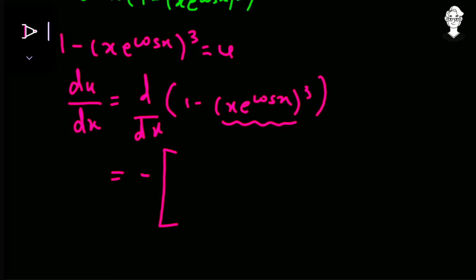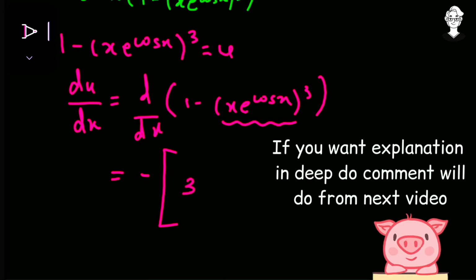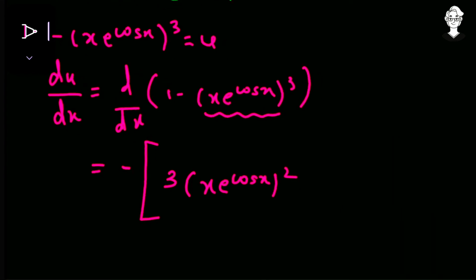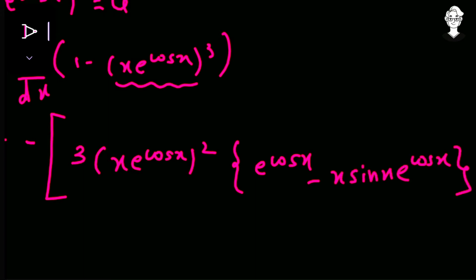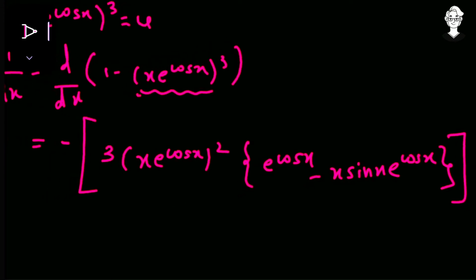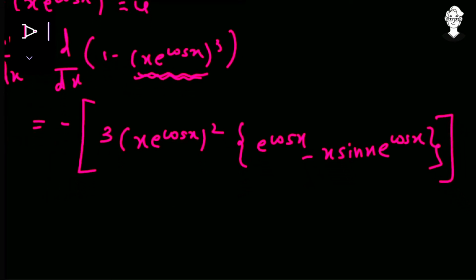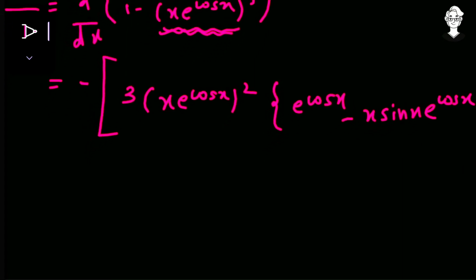So let us write it directly over here, that is 3 times (x e to the power cos x) the whole square, and this would be multiplied with x as it is and the derivative of e to the power cos x, or we can say e to the power cos x minus x sin x e to the power cos x. This is the derivative of (x e to the power cos x) the whole cube. Now over here I can see this negative sign as it is, this bracket as it is, 3 times over here.